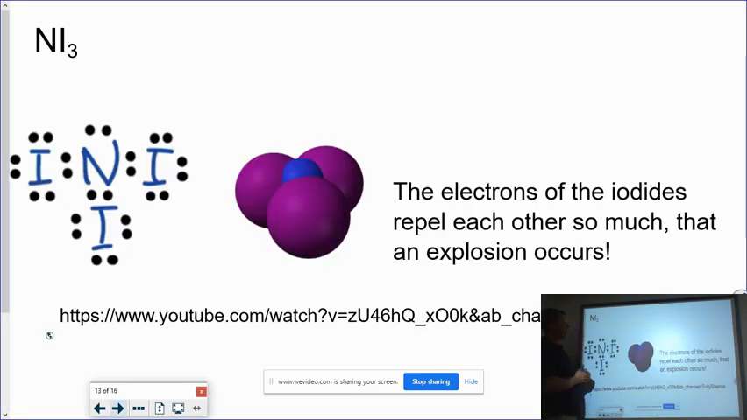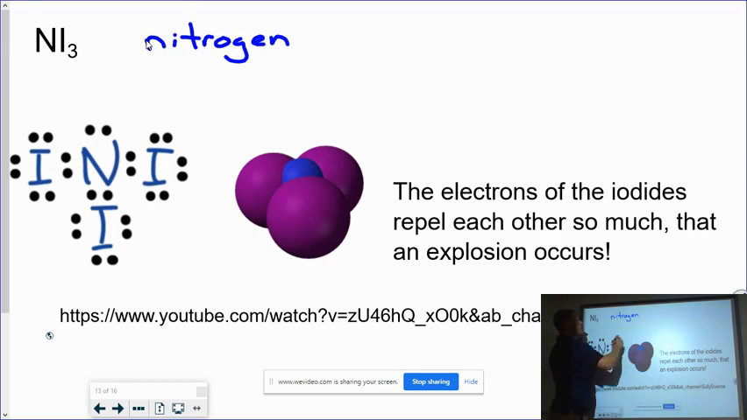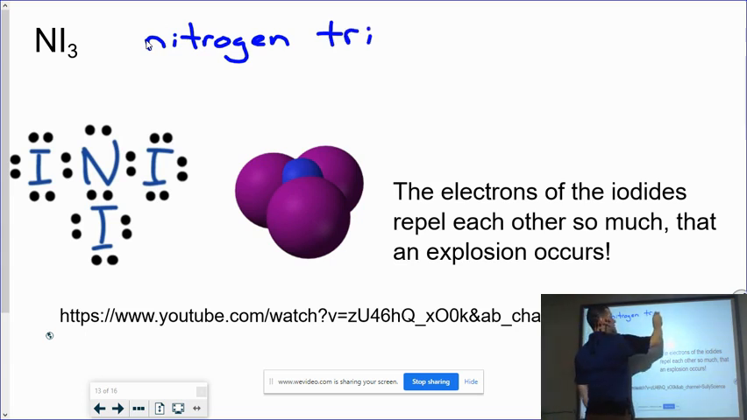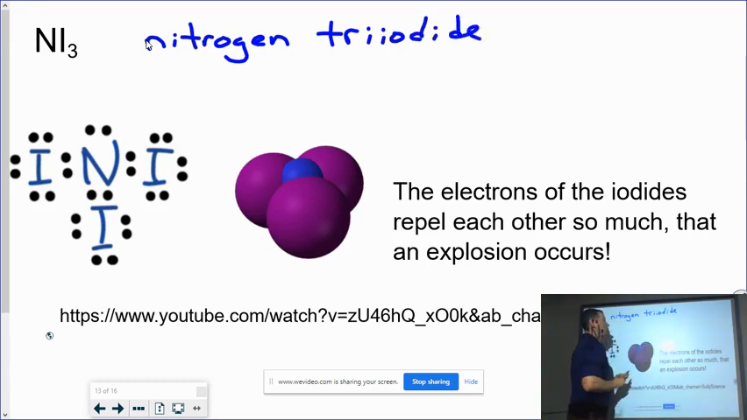This one we save for its own slide because it's very interesting. Let's name it first and then we'll talk about it. So 1 nitrogen, so that's just nitrogen. We don't put mono on the first element if there's only one of the first element. But we have 3 iodides, so triiodide. If I called it triiodide, that wouldn't sound as good as triiodide, so that's why there is a double vowel there.